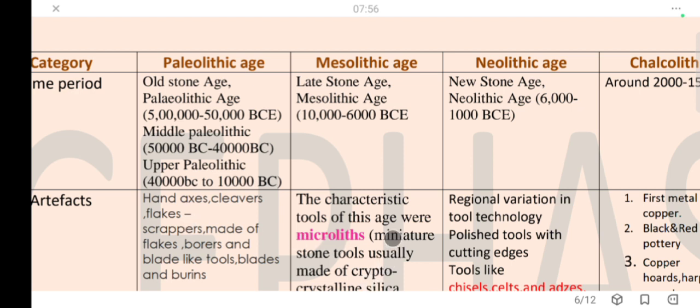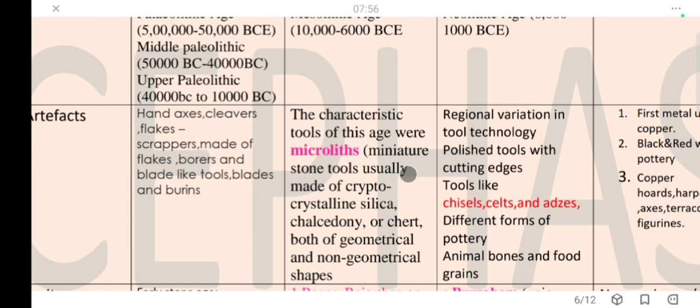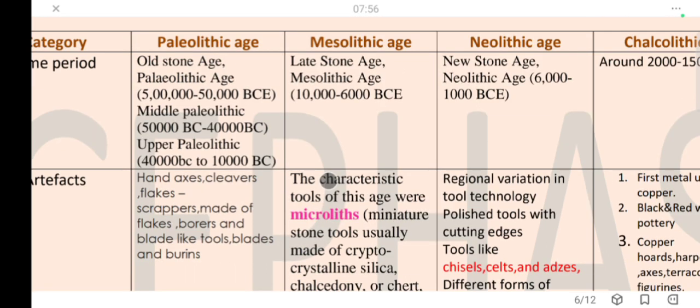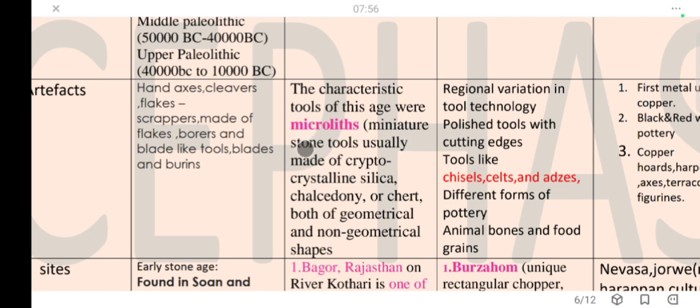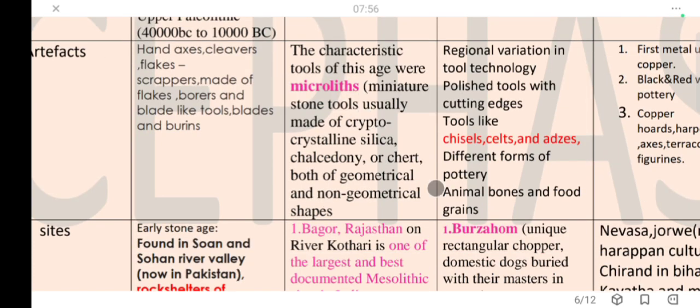Next, the Mesolithic age is very famous for microliths. These are miniature stone tools. Earlier stone tools were very large in size, and sometimes people were prone to death because of these large artifacts. But in the Mesolithic age, there are microliths. Microliths are miniature stone tools usually made of cryptocrystalline silica, chalcedony, or chert, with both geometrical and non-geometrical shapes. Very important: just remember that microliths are from the Mesolithic age.